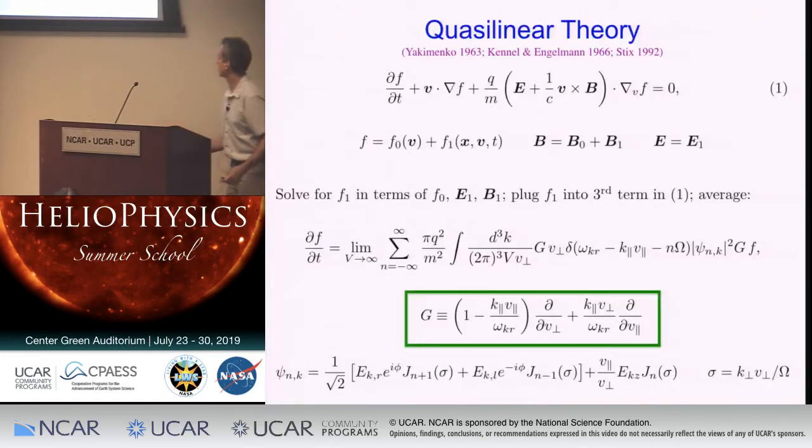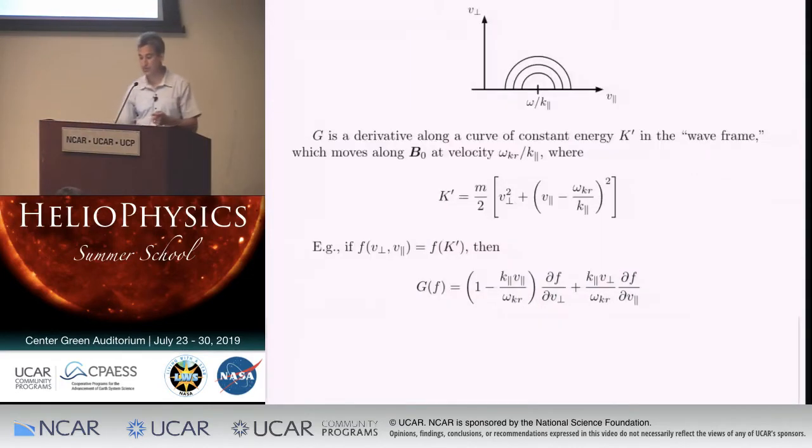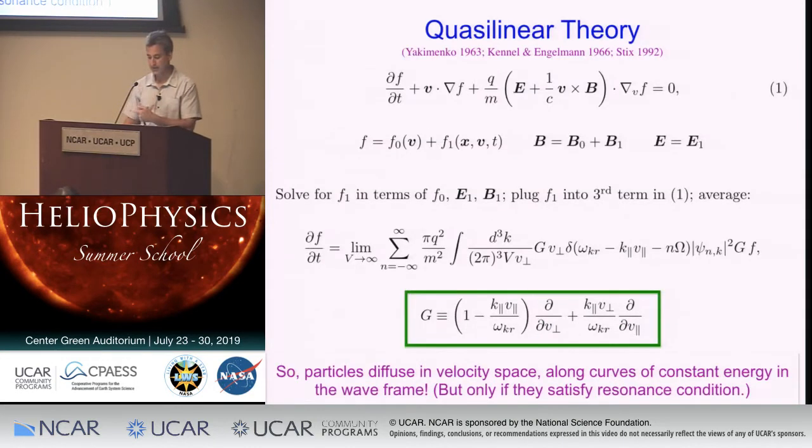Yes, here? So the argument is this. Squint your eyes so this becomes all blurry. Imagine this g is a d by dx. Then together you have like a d squared dx squared of f. But now when we go out of blurred vision, they're more precisely these precise derivatives in velocity space. So we're diffusing along contours in velocity space, contours of constant energy in this wave frame. That's the upshot of what this means.